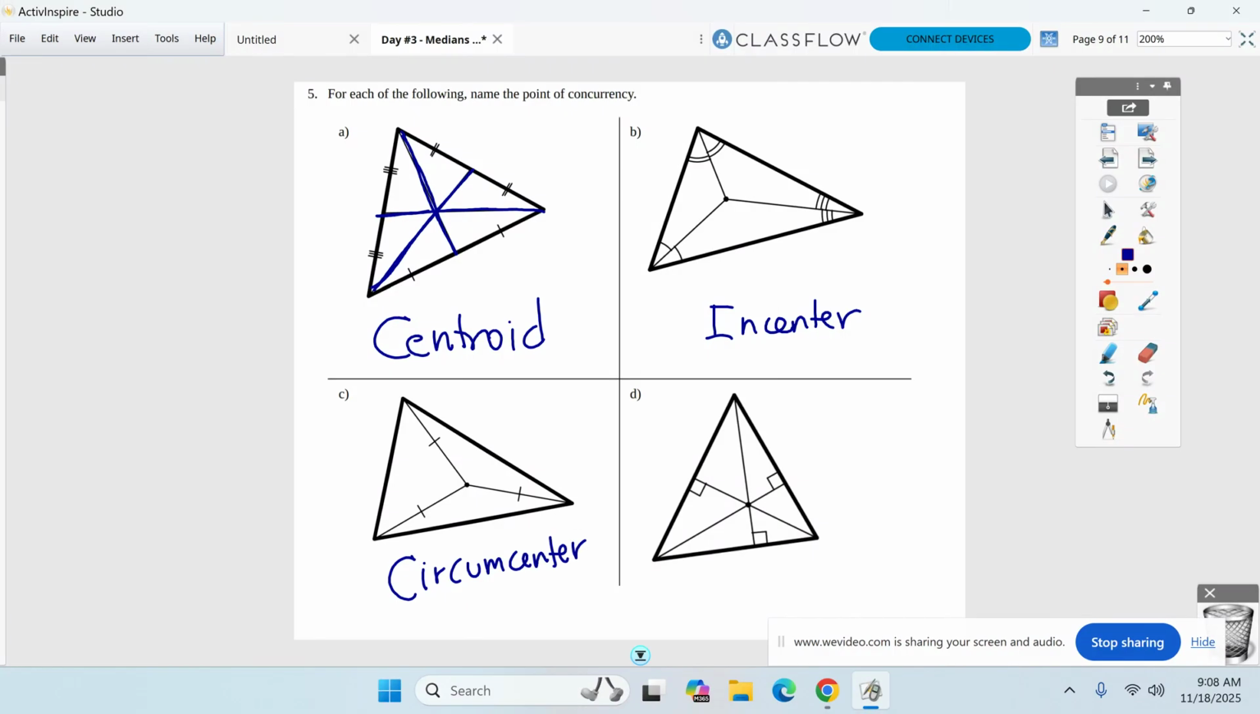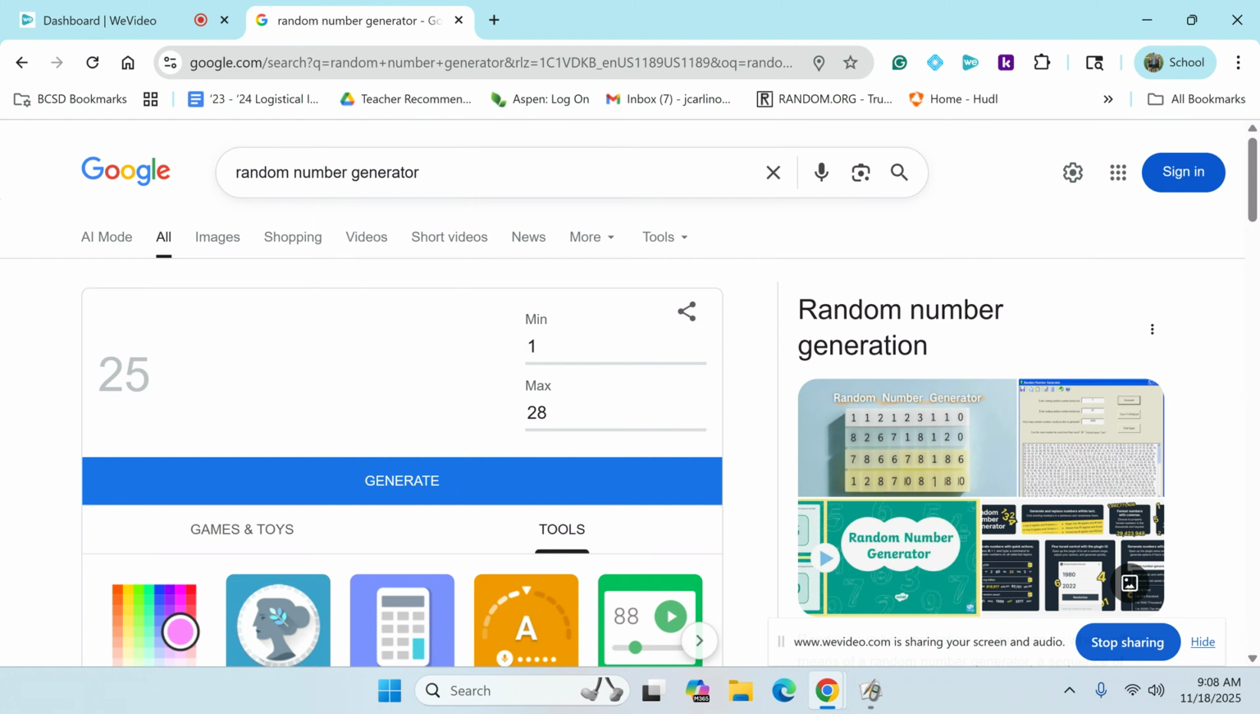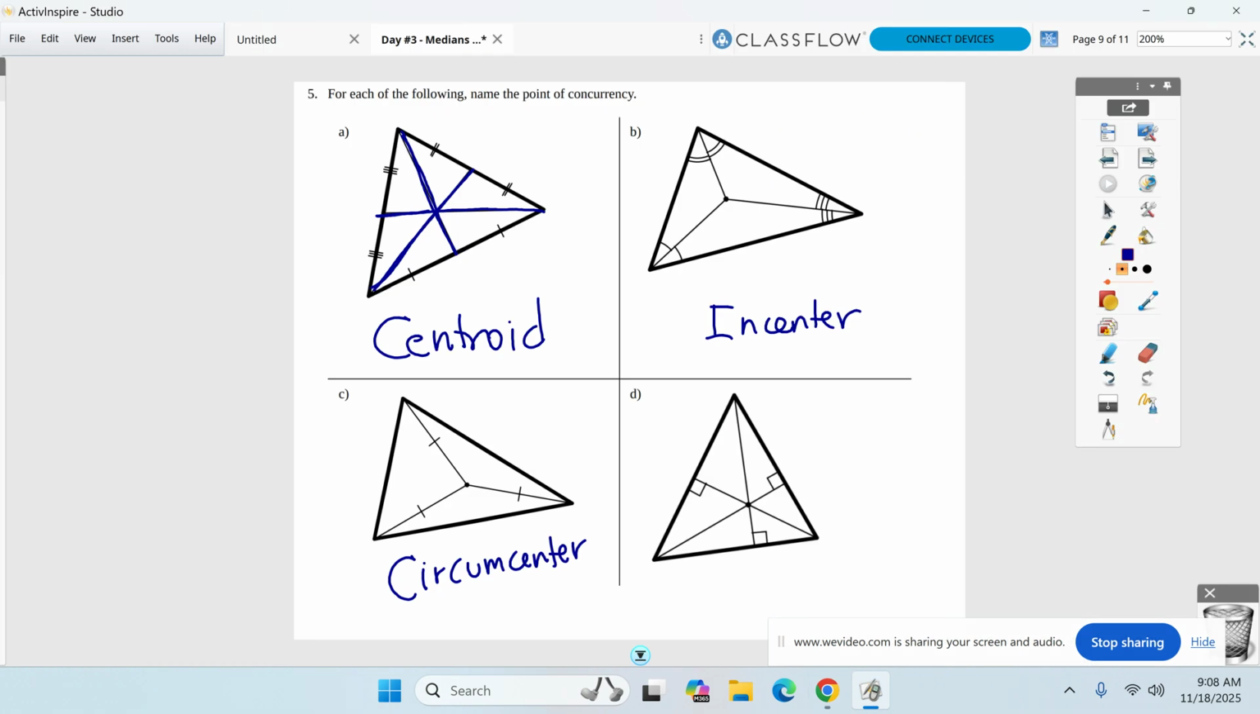Okay, D, I am showing you these three lines are ones we've talked about, and they're all intersecting at that point. What name did you give that point, Noah? Yep, these are all altitudes, everyone. These are all altitudes. So that's the orthocenter.